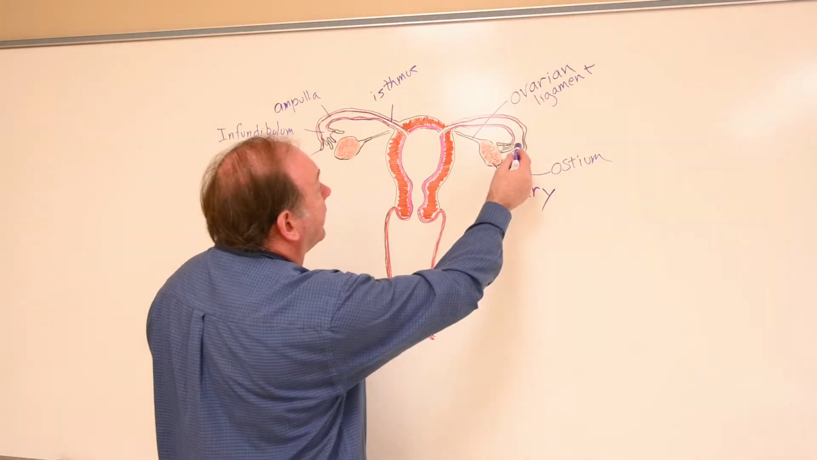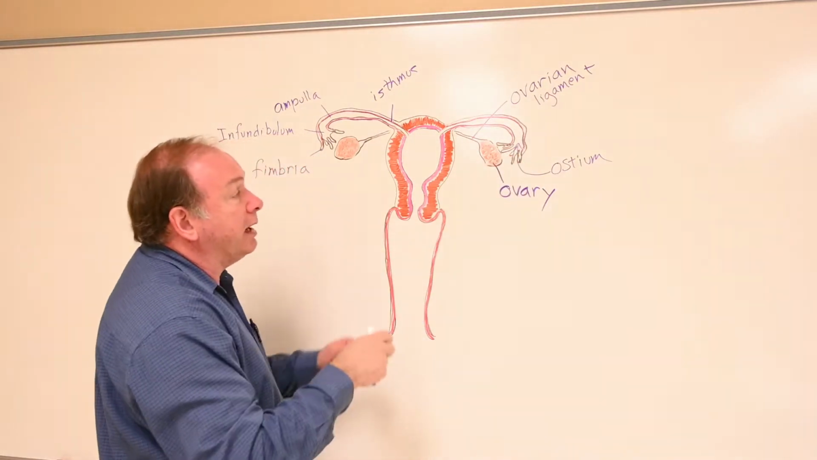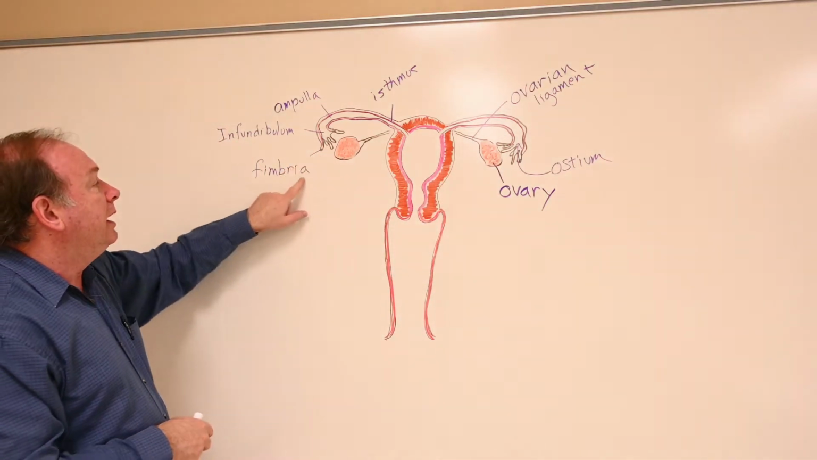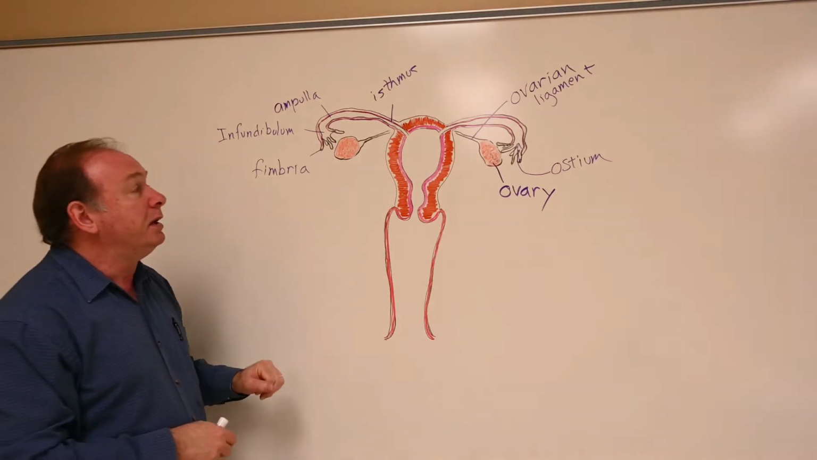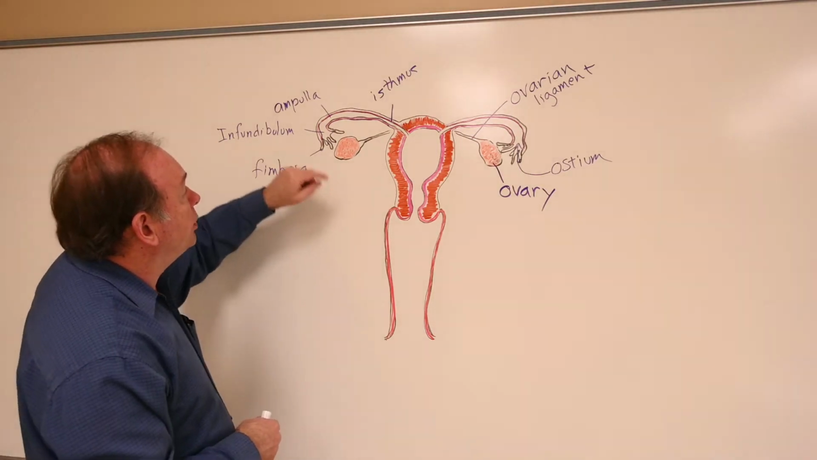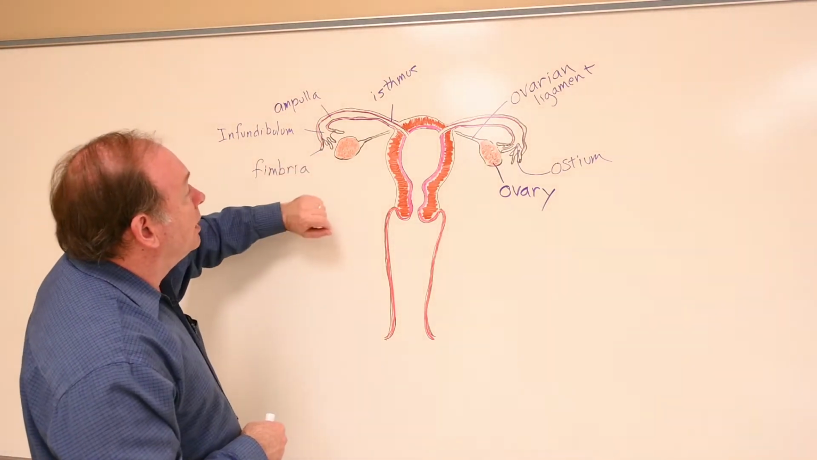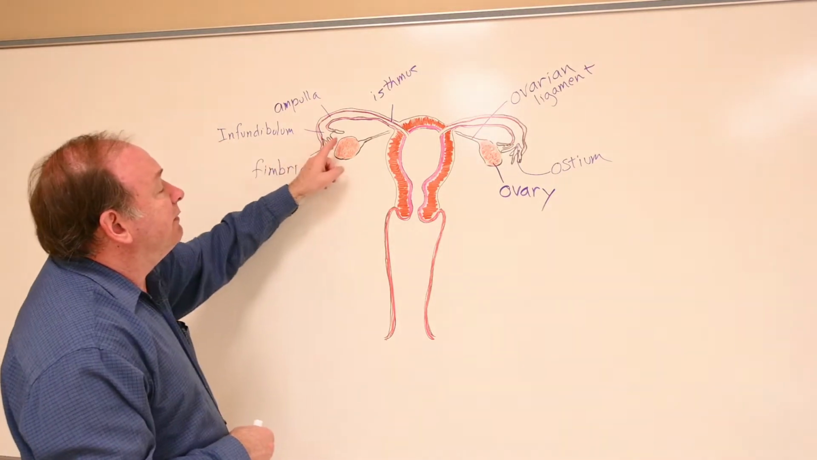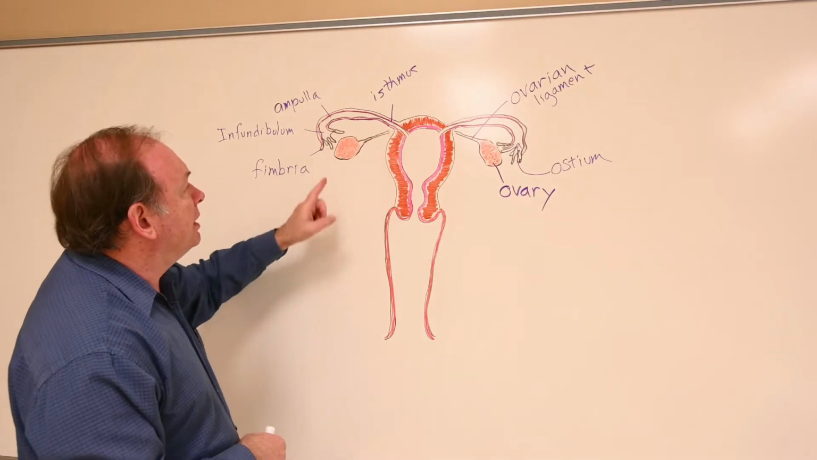The opening to that is called the ostium. Surrounding the ostium are these finger-like projections I have labeled over here as fimbria. So those are the finger-like projections surrounding the ostium of the oviduct. The oviduct is divided into segments. You can give it different names.